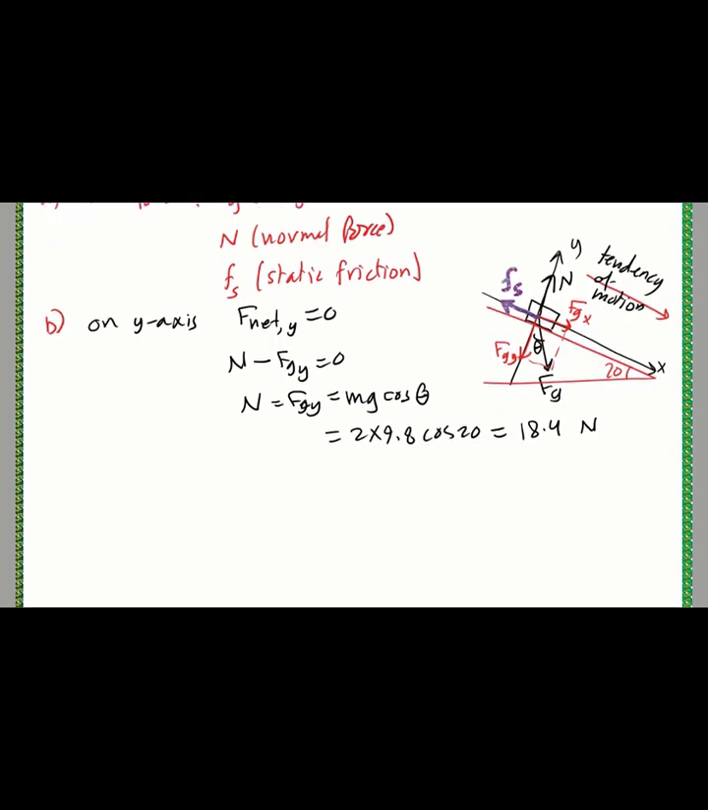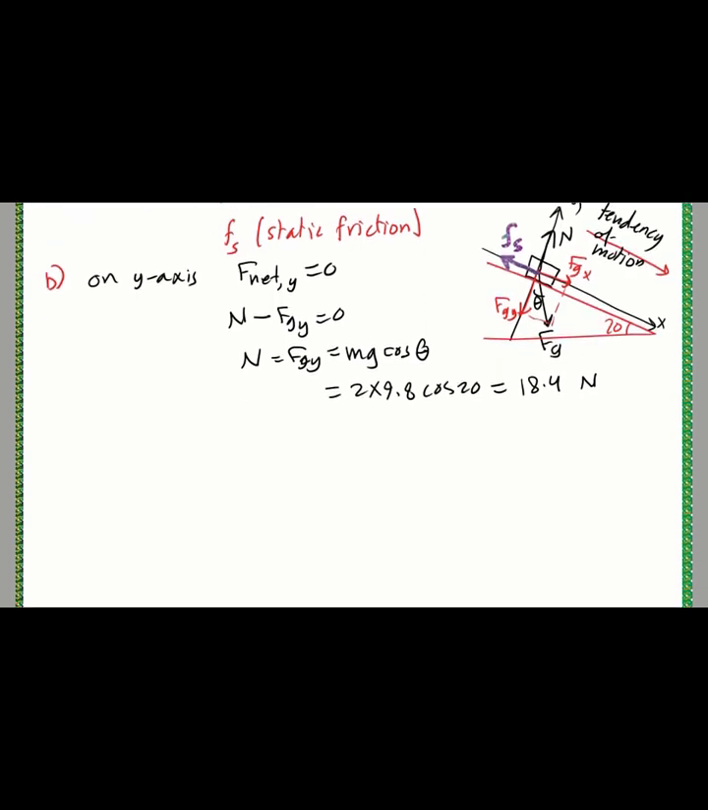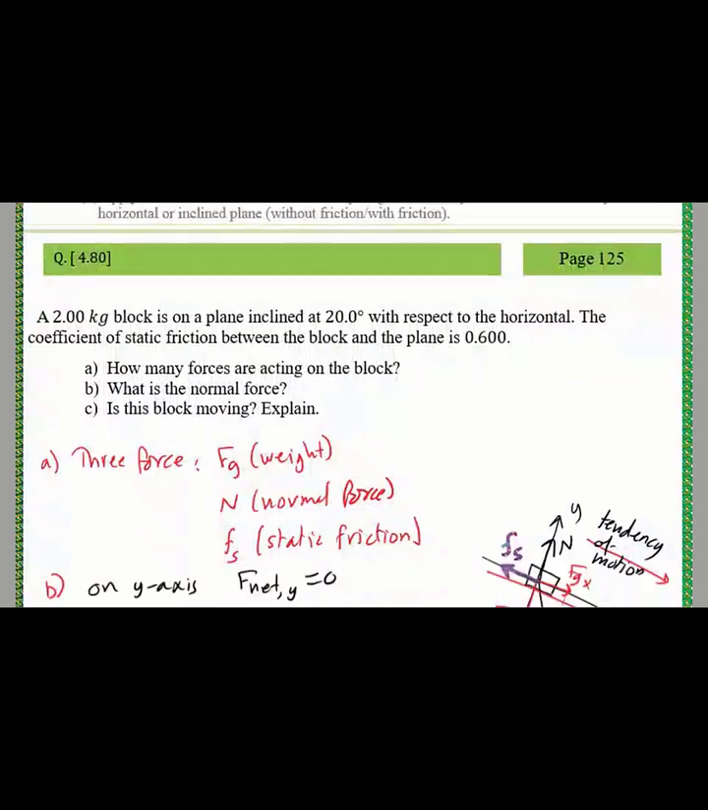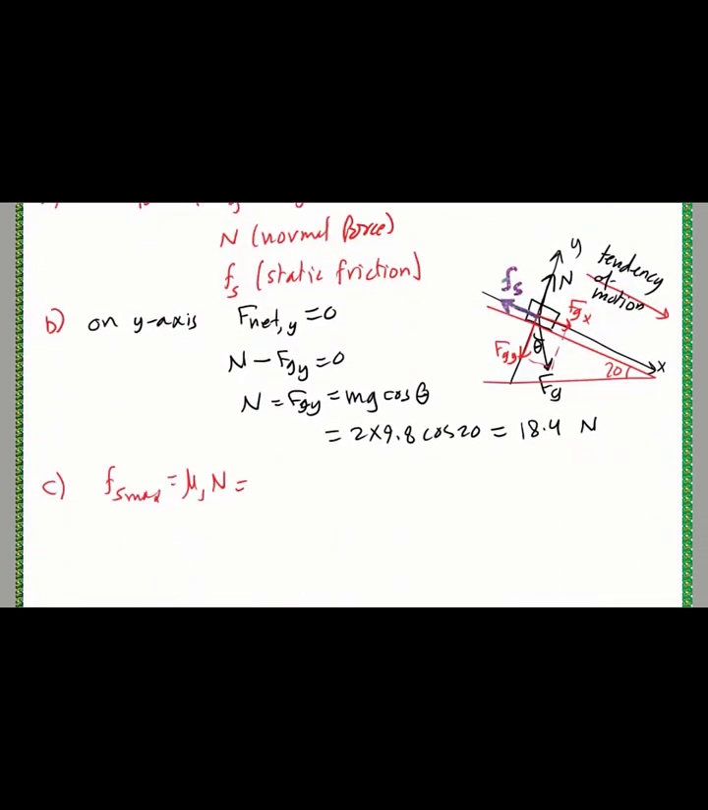Is this block moving or why? We need to examine Fs maximum with the force that pulled the object. Fs maximum equals mu s times N. How much is mu s N? It's 0.6 times Fn 18.4. The answer is 11.1 rounded.